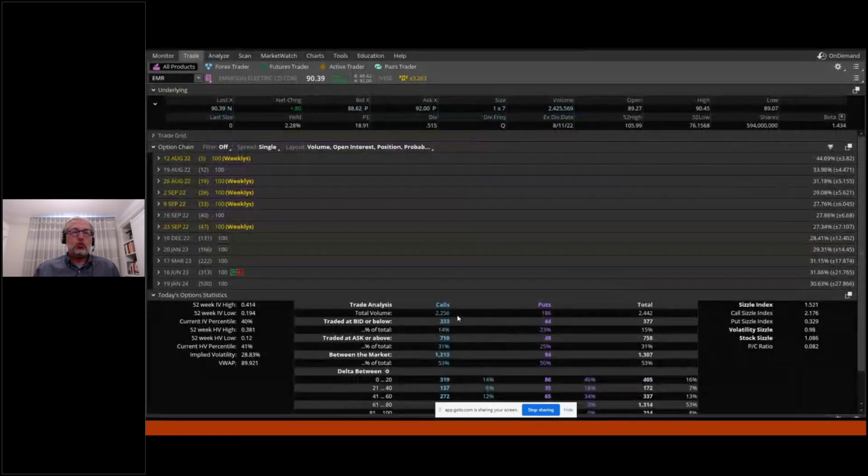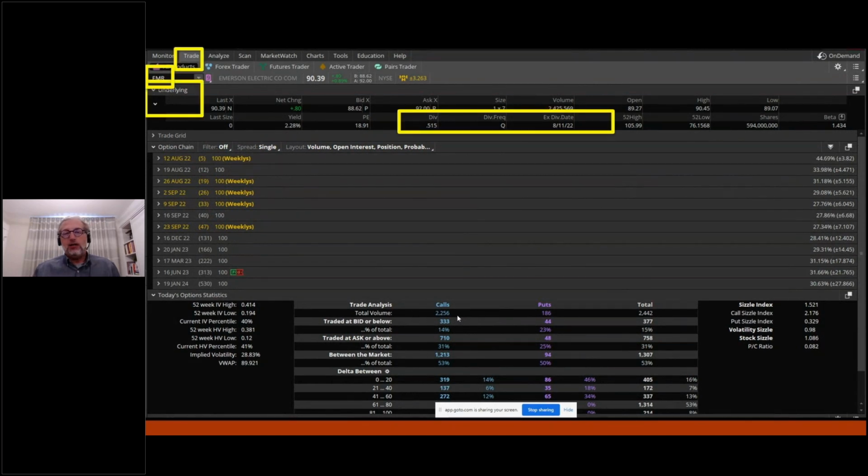On the Thinkorswim platform, it's similar but a little bit different. You're going to type in the symbol. You're going to go to the Trade tab. You're going to open up the underlying section, and there it is, right there. It's even more specific, right? Because it is specific to say ex-dividend date on that particular time frame.